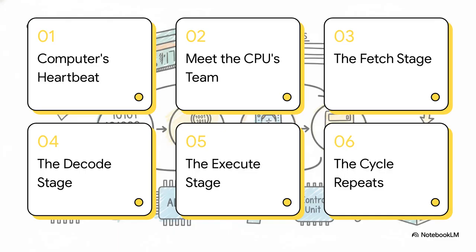All right, so here's our game plan. First, we'll get to know the key players in our high-tech kitchen. Then we're going to follow our master chef through the 3 core steps of every single task: fetch, decode, and execute. And you're definitely going to want to stick around to the end because we'll reveal just how mind-bogglingly fast this all happens. It's wild.